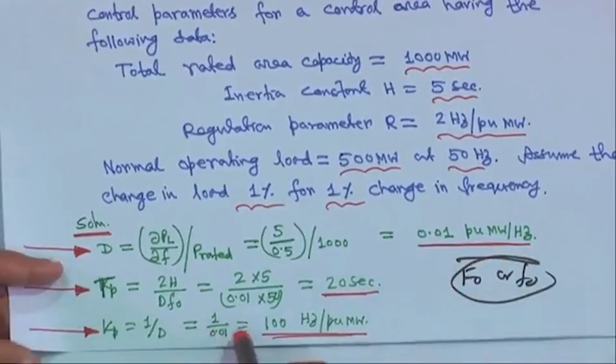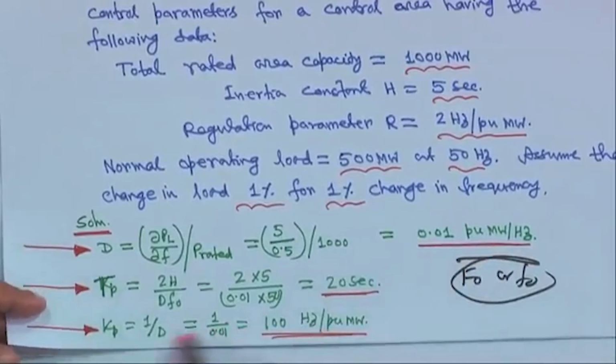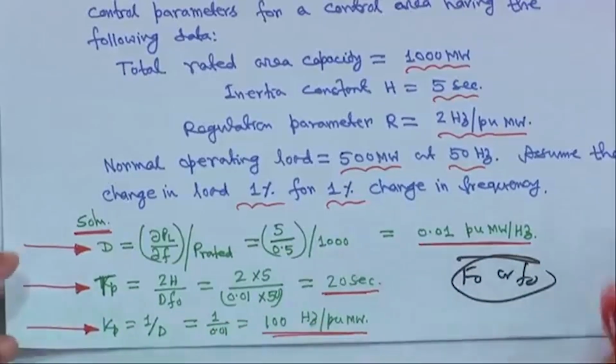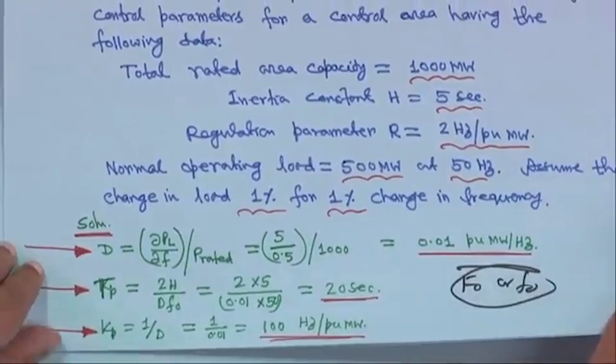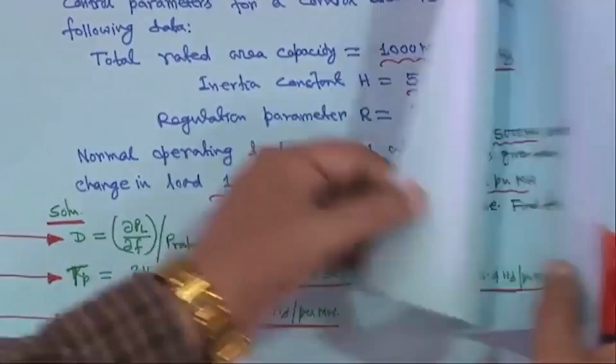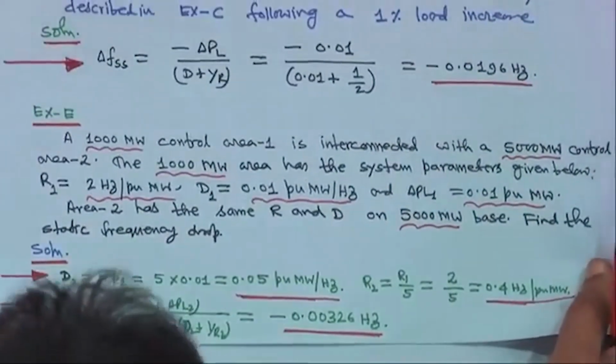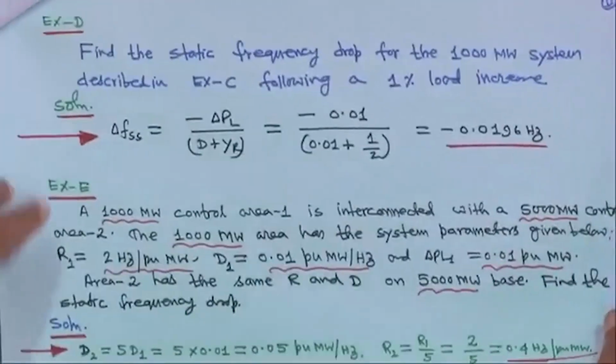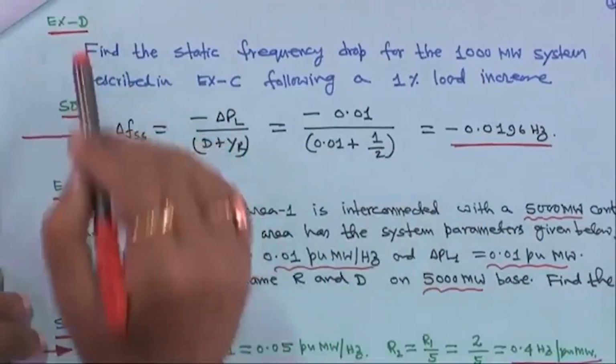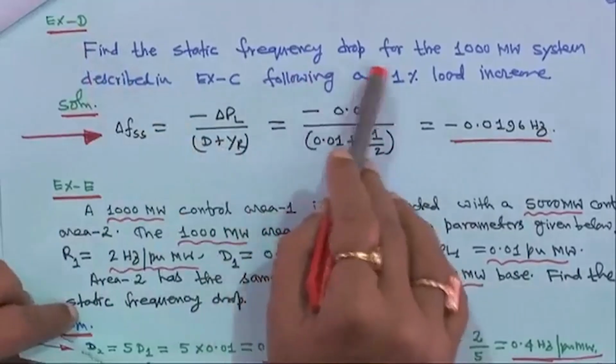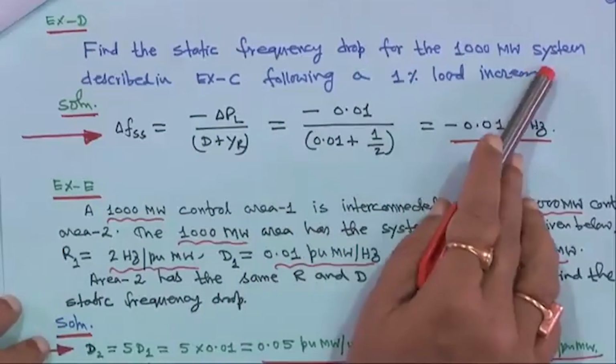So it is your 100 hertz per unit megawatt, that is your Kp, right? So these problems are very simple, you can easily do it. Now, another one is example D, the fourth example, right? This is example D. Find the static frequency drop for the 1000 megawatt system.